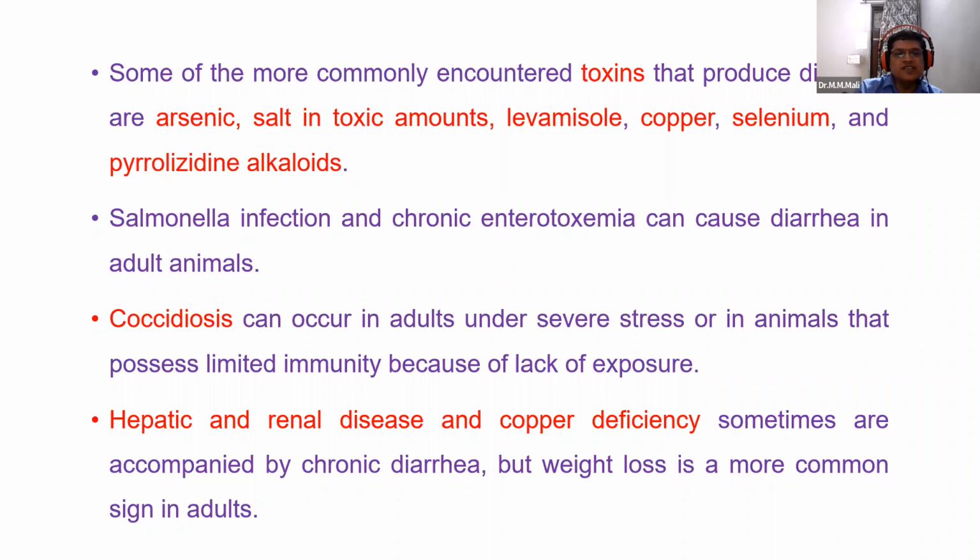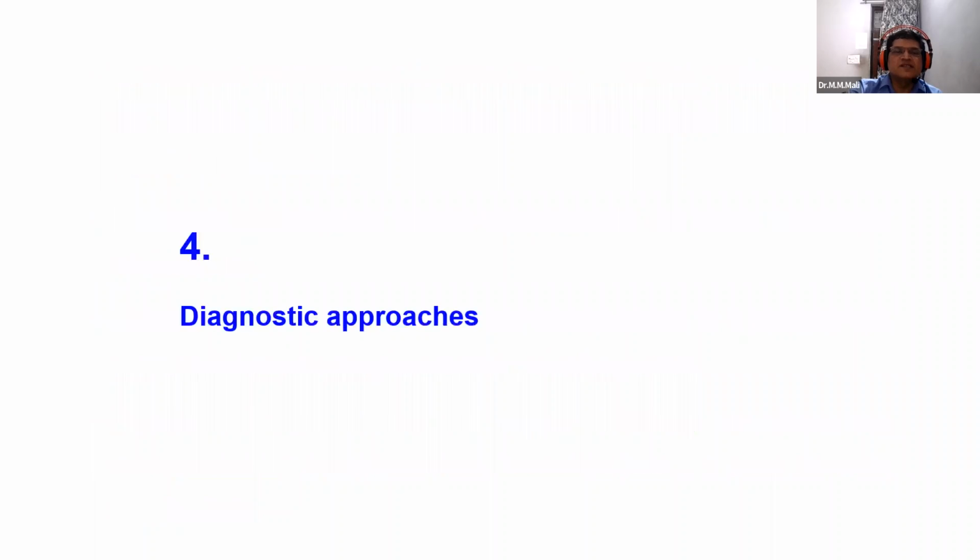Coccidiosis can occur in adults under severe stress or in animals that possess limited immunity because of lack of exposure. The presence of hepatic and renal diseases and copper deficiencies sometimes are accompanied by chronic diarrhea, but weight loss is a more common sign in adults as compared to the young animals. So they can survive the occurrence of diarrhea more as compared to the young and older lambs.